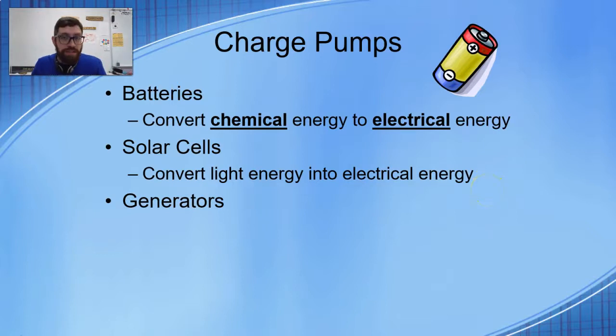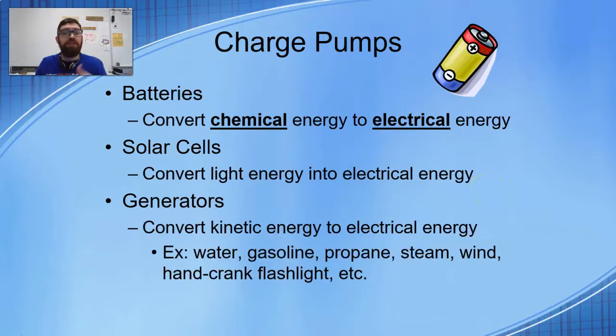A generator is another form of a charge pump. And a generator in general converts kinetic energy to electrical energy using water power, gasoline power. You might have a propane generator. Steam power generates electricity. Wind, all of these things, with a hand crank flashlight, same thing. All of those things are designed to rotate a device to take that kinetic energy of rotation and convert it into electrical energy. And there's a process that happens that we won't go into. It's called electromagnetic induction. You don't need to know that, but that's what a generator does.